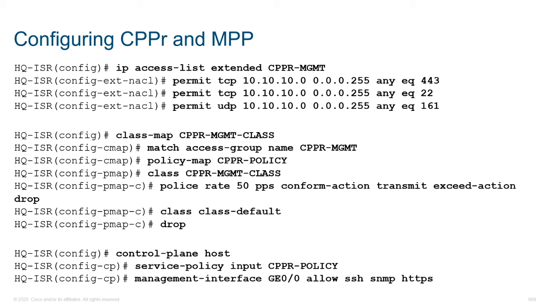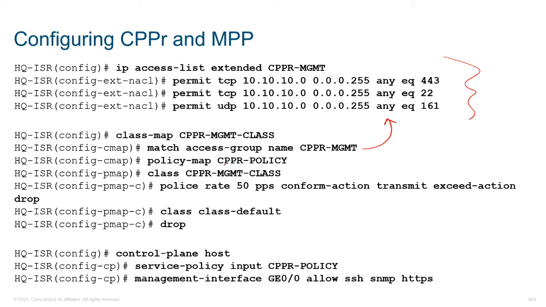Now, there is a video that demonstrates some of the CoPP and the CPPr. So here's a quick overview. This is the extended access list of everything that we might want to permit. And then when we create a class map, we can reference whatever it was that we created in that CPPr management extended ACL in that first step.